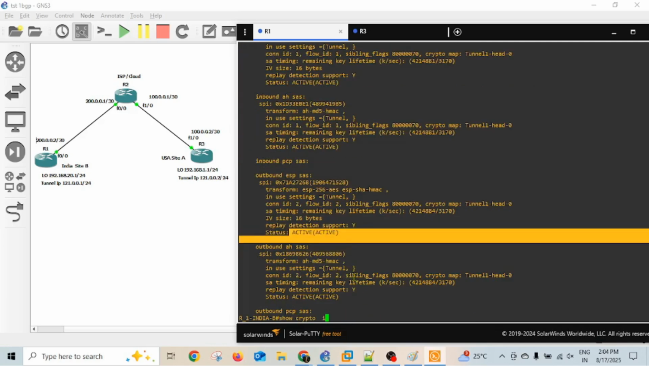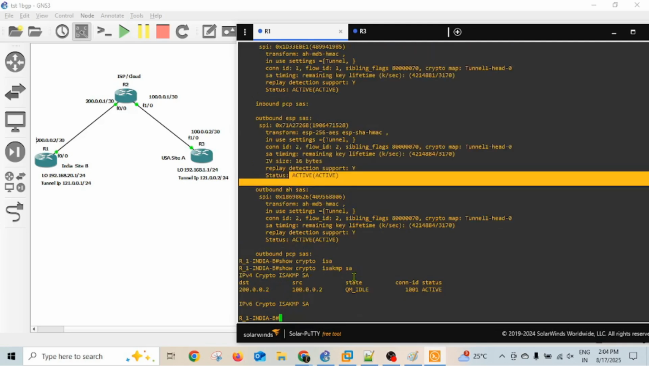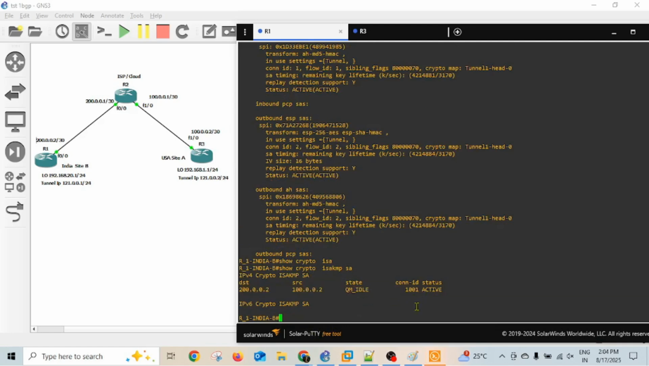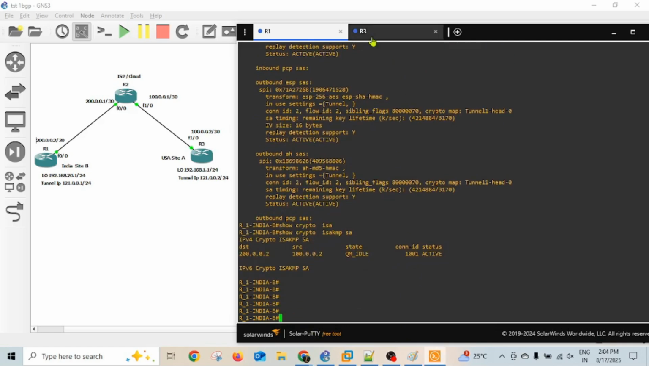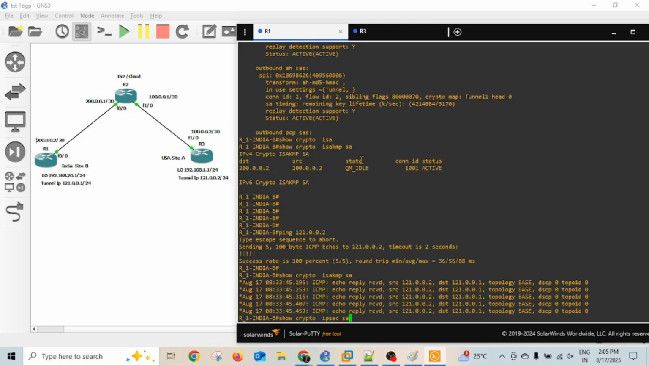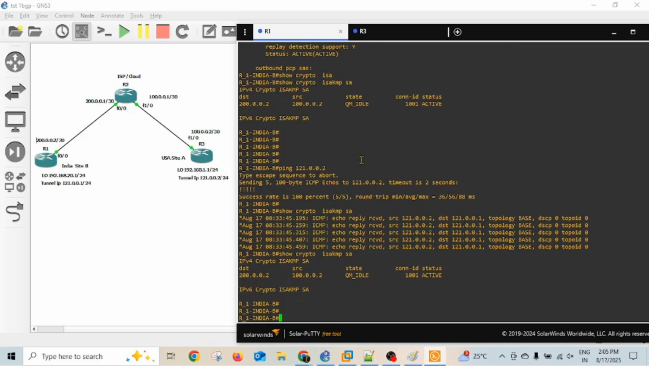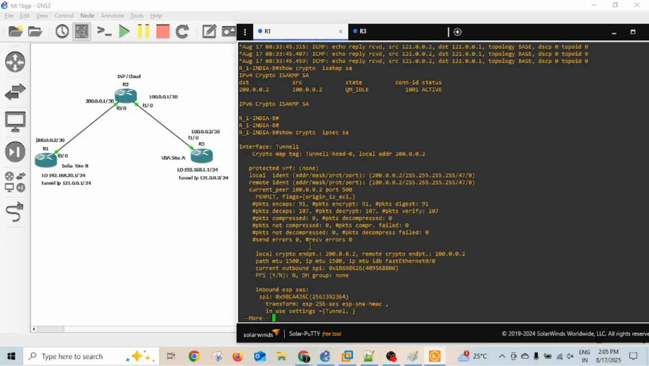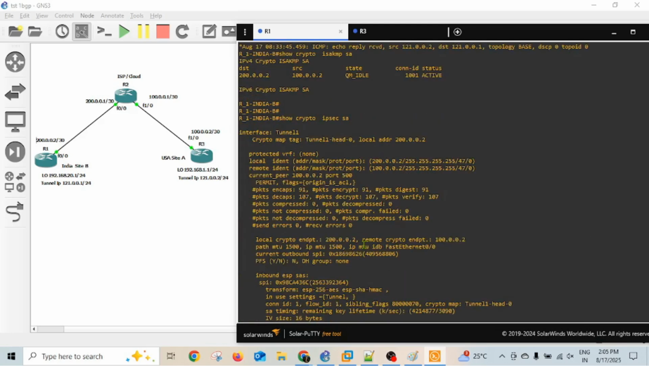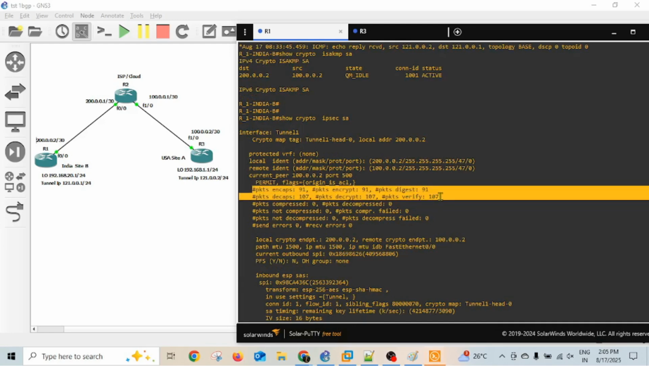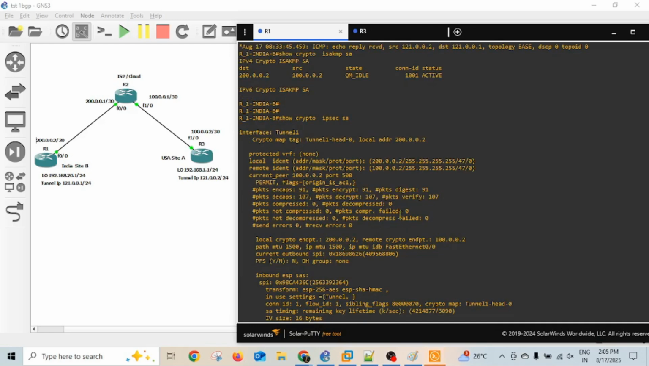and one more thing, ISAKMP SA. Now it's established and active. And if you check, packet count is increasing. Packet count is increasing every time you send a packet. Okay.